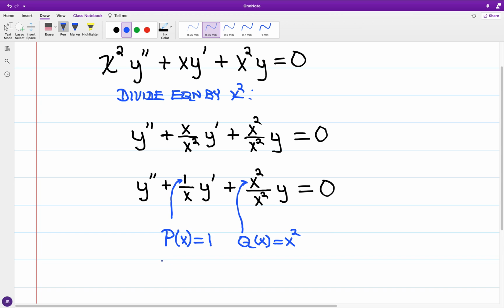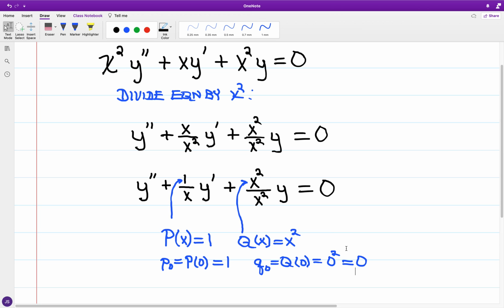And taking what we have and evaluating p naught, well, it doesn't matter what value of x you plug in, because p of x is already baked in as 1, so p naught is already going to be 1. And for q naught, you're looking at q of 0, and since q of x is x squared, we're looking at 0 squared, which is equal to 0.